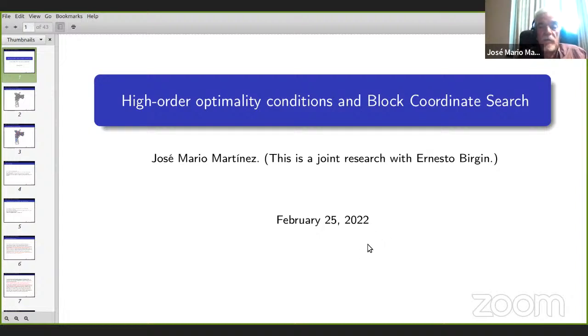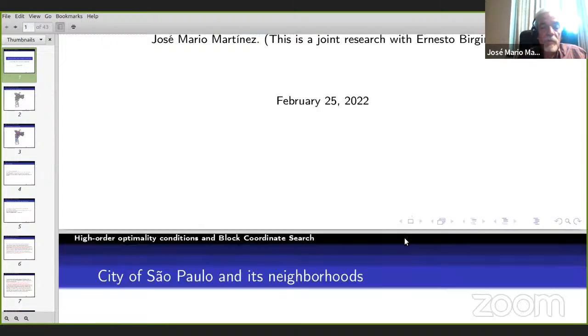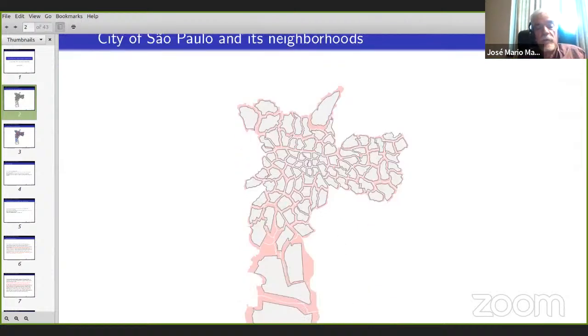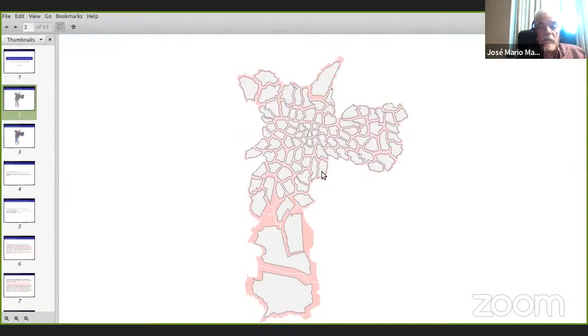So let me begin with something about the city of São Paulo and its neighborhoods. The city of São Paulo is this one here, and it is divided into 96 neighborhoods. It is a very, very big city, the biggest city of South America, and I think the biggest city of the southern hemisphere. The problem that I am going to use for motivation is related with the city of São Paulo. The University of São Paulo is here. Can you see my mouse? Yes. And my colleague Ernesto lives here, very close to the university.